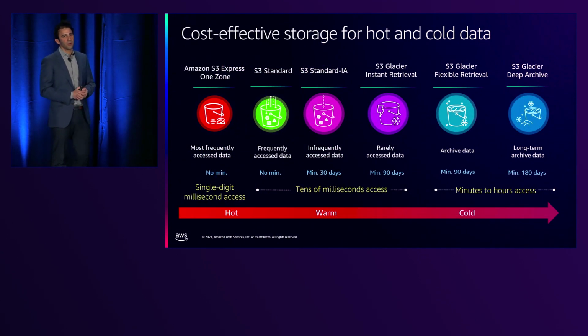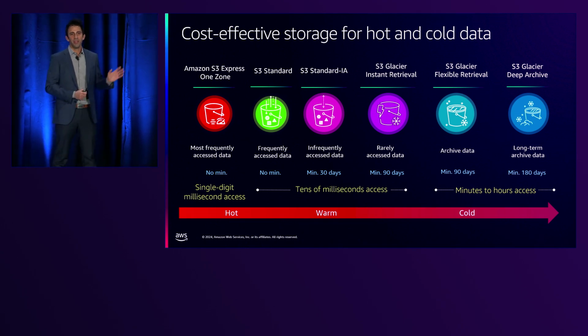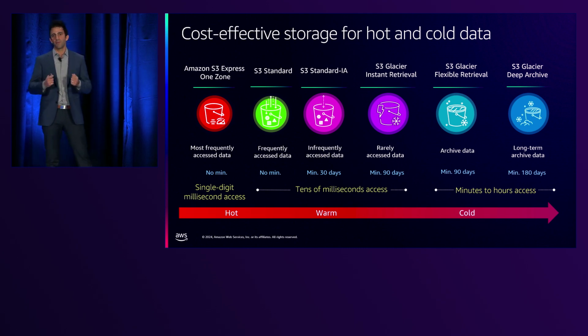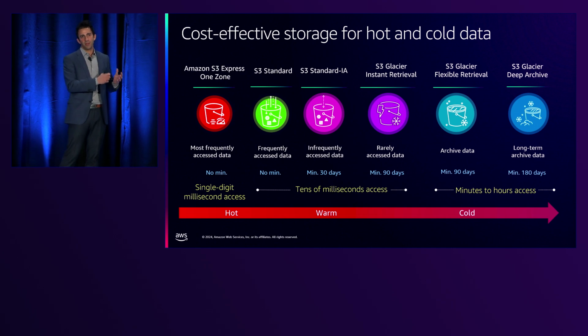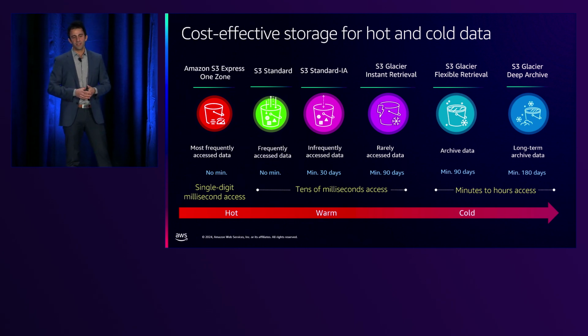For cost-effective storage, if you've used Amazon S3, if you've attended this conference before, you might be familiar with the fact that S3 has a wide variety of storage classes that are each cost optimized for different performance profiles. Amazon S3 Express One Zone, all the way on the left, is optimized for the lowest latency object storage that we have on AWS. And then the rest of the storage classes, from S3 Standard down to Glacier Deep Archive, provide tens of milliseconds or minutes to hours of access for different workload patterns.